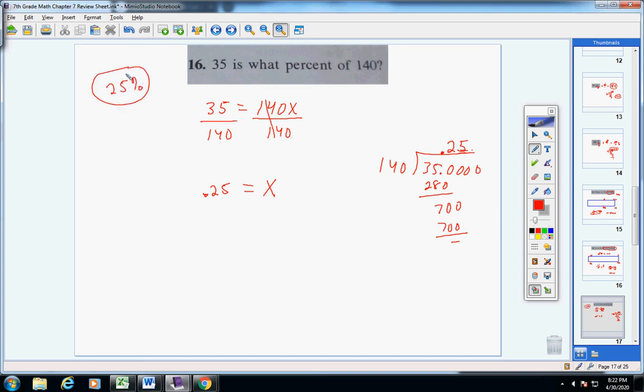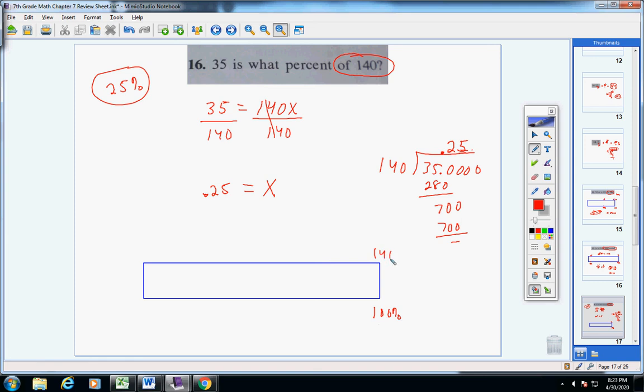Now, if you want the rectangle method, I have no problem with that at all. Remember, your of number is always your 100%. So here's your 100%. Here's your 140. And then 35 would be about right here. That's your x. So your first ratio is 35 over x. Your next ratio is 140 over 1. 35 times 1 is 35. 140 times x is 140x.